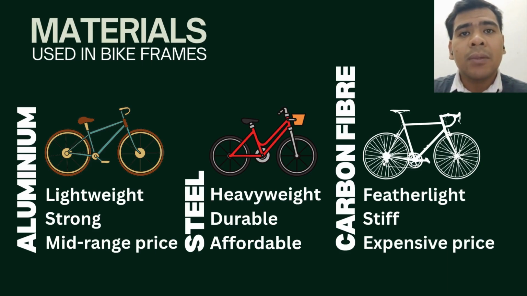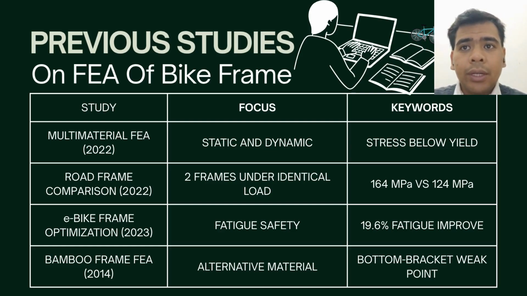And the last one, the most pricey one, is carbon fiber. It is feather light, and its stiffness is the highest among the others, and the price is expensive. Alright, so we go to the next slide, which is previous studies on FEA of bike frame.